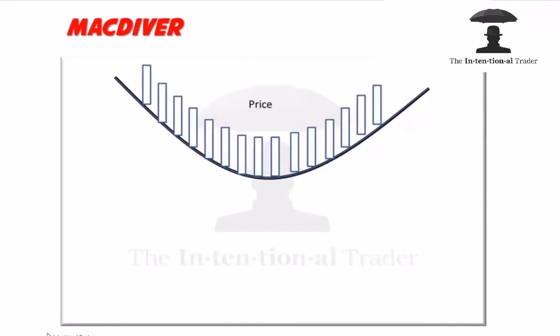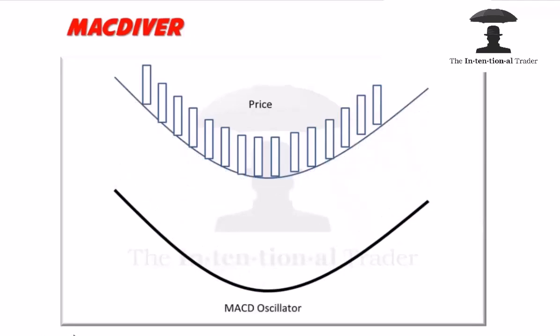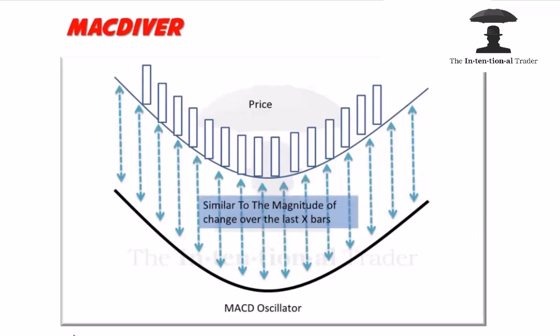To better illustrate this, we've got a rudimentary chart here with price and the MACD oscillator below. What we're looking at here is noticing that we have a similar magnitude of change over the last X bars. So we won't see that price and momentum have changed directions at any point along that line. They will both be running the same direction. This would be most common to how you would see the markets running. Momentum and price will usually run together.